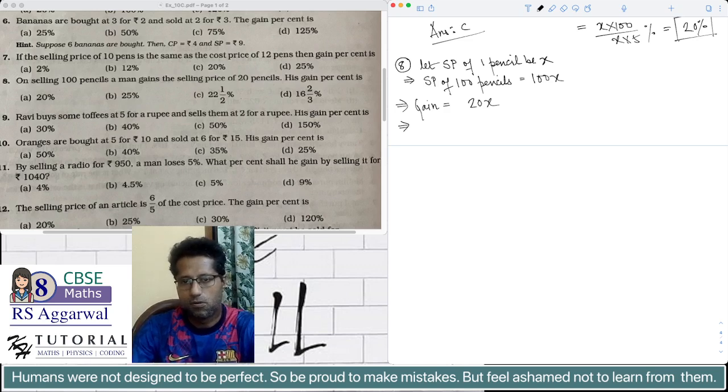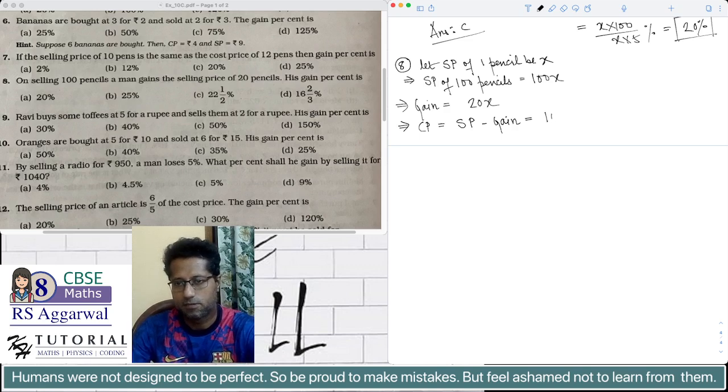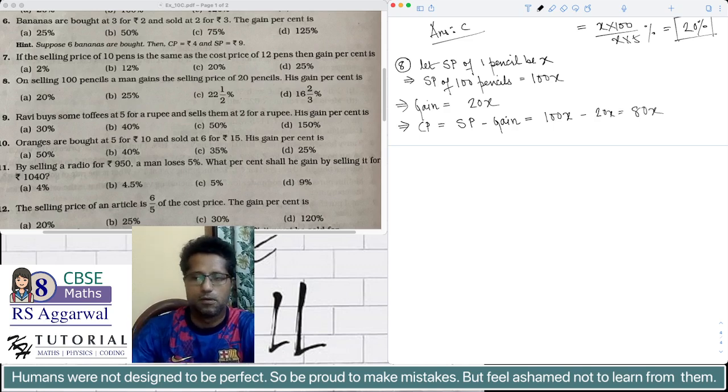This implies that when there is a gain, cost price is equal to selling price minus gain. The total selling price is 100x minus the gain, which is 20x. This is equal to 80x. So we know the gain is 20x, the cost price is 80x.